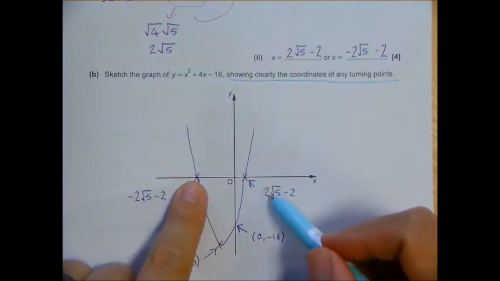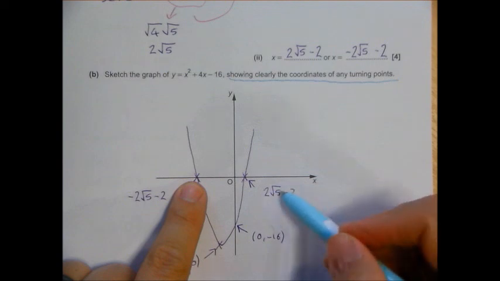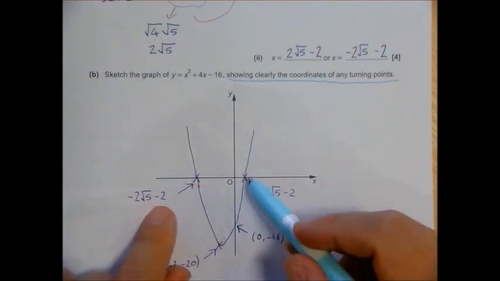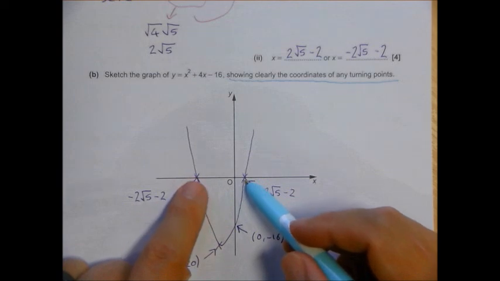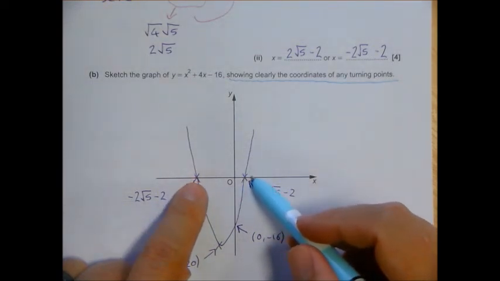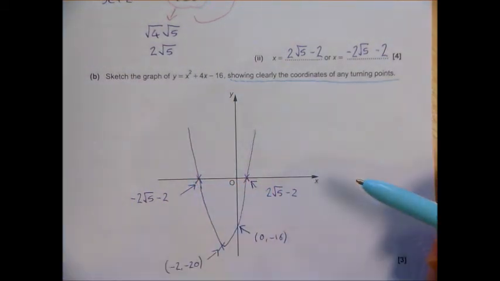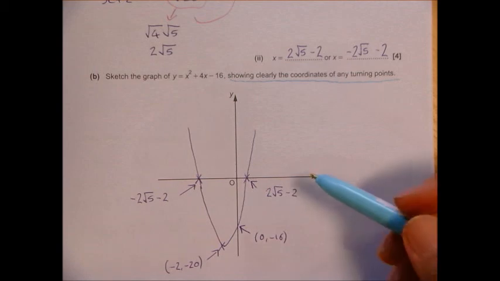I know this one goes here because I can, in my head, see that this number here, 2 root 5 minus 2, is bigger than minus 2 root 5 minus 2. And this is where the graph crosses the x-axis. I don't know exactly if it could go there or a little bit closer. That one could go a bit further there, but it goes something like that. You don't have to worry too much about it.